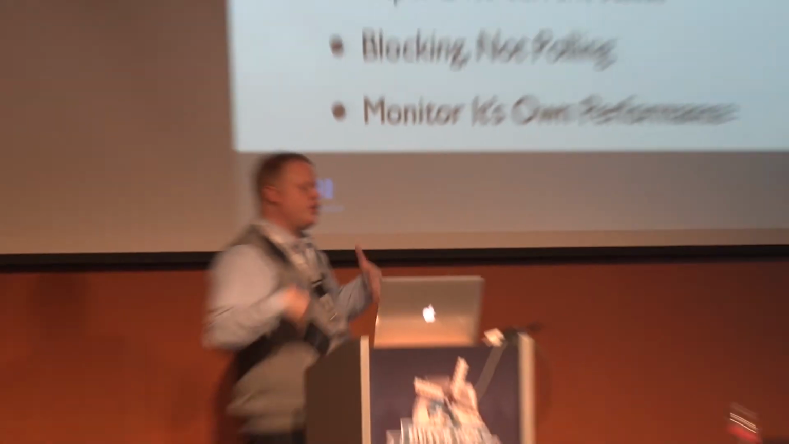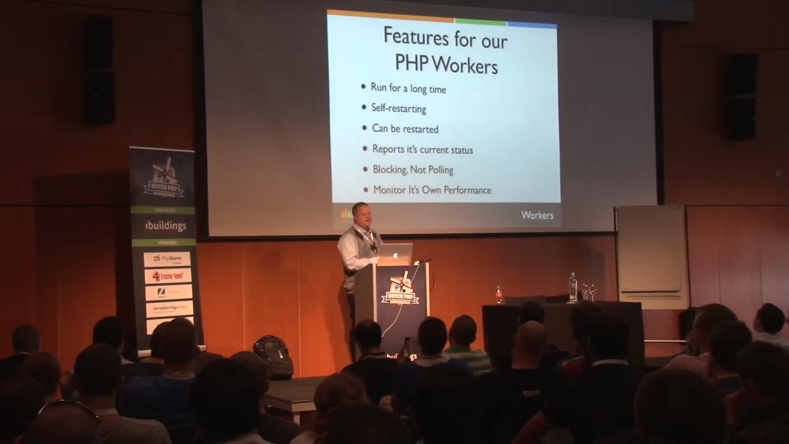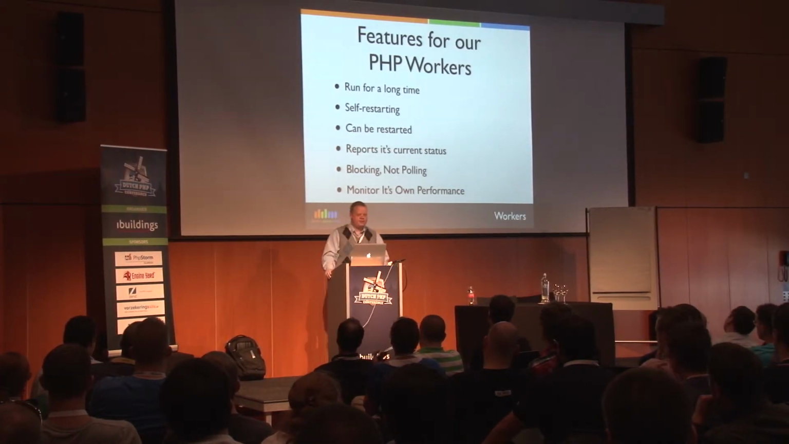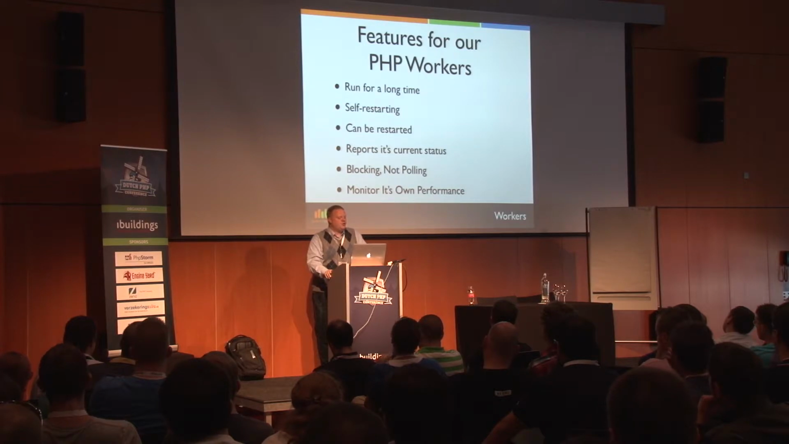You want your workers to be able to restart themselves. You don't want to have 50 workers out in production and realize you have a bug, and you have no way of telling them to restart themselves. That can be frustrating. So you want them to be able to restart. You want them to be able to report their current status. It's really nice to be able to say, hey, these workers are working on this, or these workers are idle, or they're busy. You want them to do blocking requests, not polling.